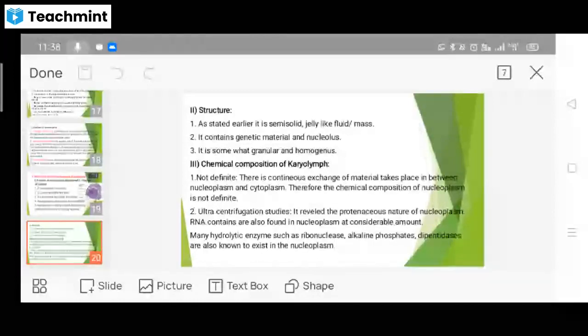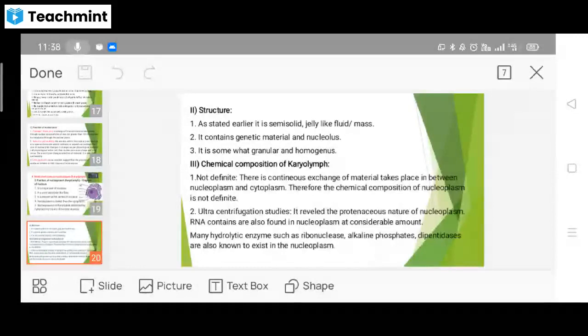So there is an amount of RNA contained in this nucleoplasm. Then some hydrolytic enzymes are also present in this nucleoplasm, like ribonuclease, alkylase, and dipeptidase. But the compositions are not fixed because they are changeable.